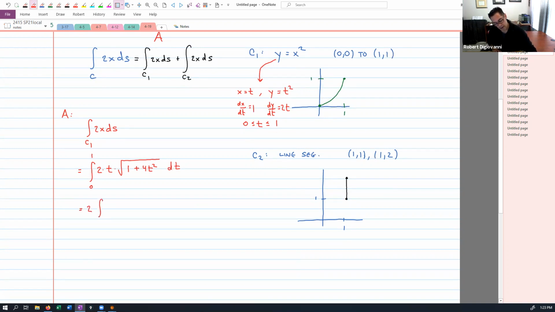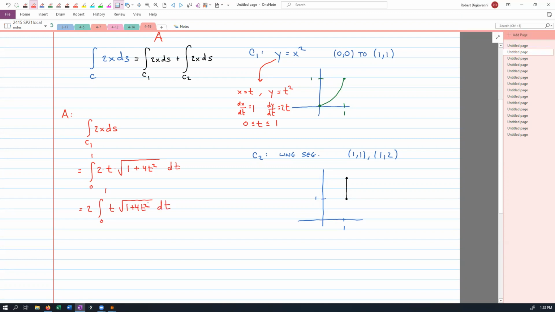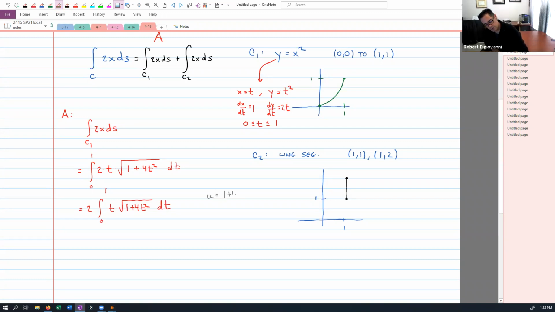I'm going to pull the 2 out. How can we do this integration? Anyone see what we're going to use? Is it also u sub? Just a basic u sub. Yeah. If I let u be equal to everything underneath the square root, the derivative of that would be 8t dt. We don't have an 8. We actually just have a t. So I'm going to just scale everything by 1/8.